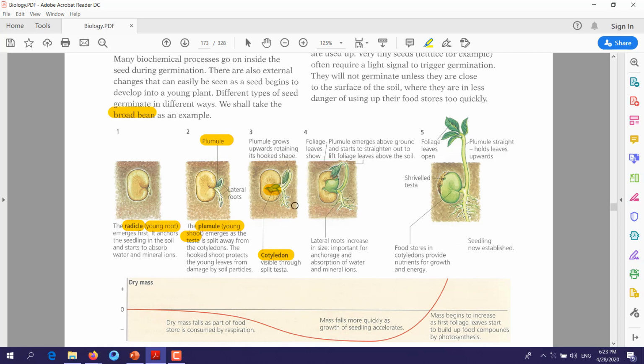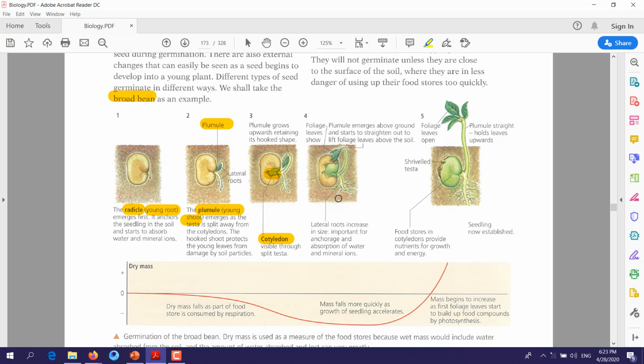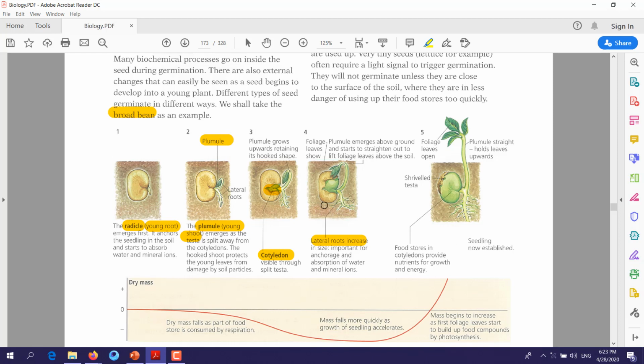Then after that, look at the root: lateral roots increase. Here it was only one root. Now there are more parts. The root is dividing, forming more roots. We call them lateral roots. And also, if you look at the plumule, now how the shape of it will change.